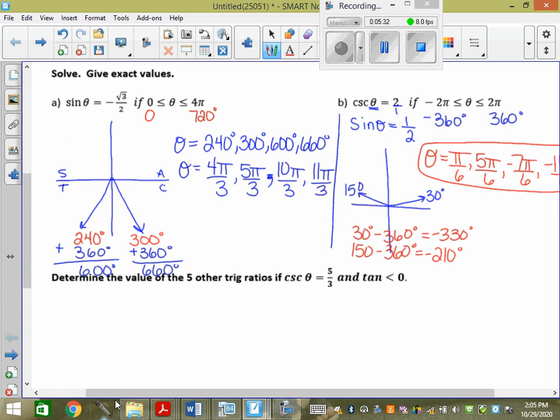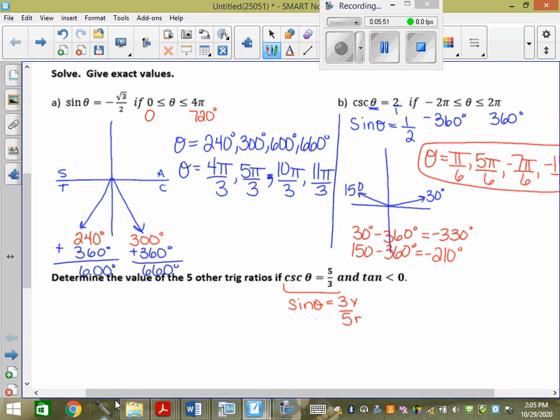So here, they give me a trig ratio, which is cosecant. They gave me the answer. Cosecant, I could go sine, if I want to, is 3 over 5. I could absolutely do that. It's sine your resume. So they gave me y and r.